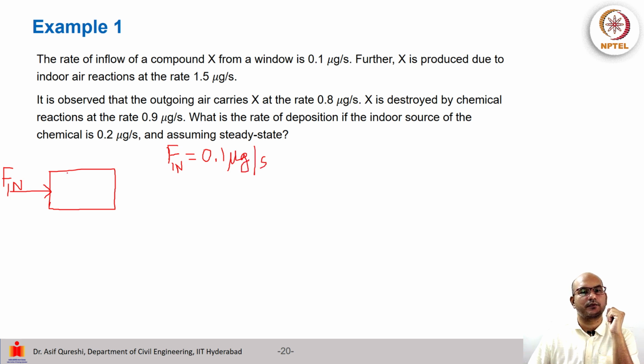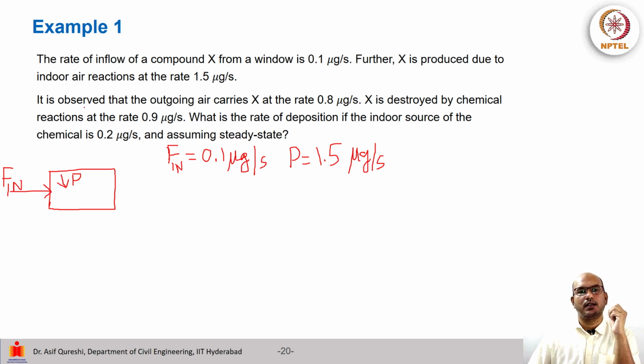Next thing we can search for is a production term. So further, X is produced due to indoor air reactions at the rate 1.5 microgram per second. So this is our production term. P is 1.5 micrograms per second.